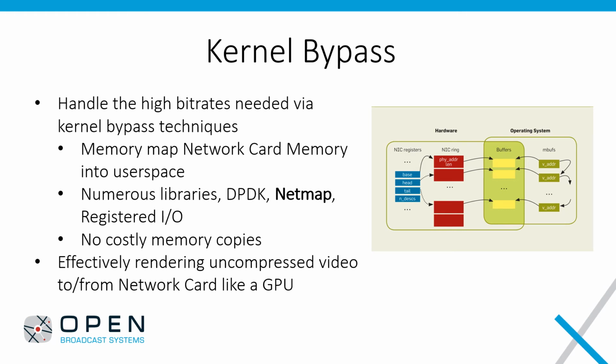Plenty of libraries out there. DPDK is probably the most famous one. There's netmap, which we ended up using. There's registered I/O, and in particular, it avoids costly memory copies. And put simply, what we're doing is effectively rendering uncompressed video to and from the network card. Just like a video player renders video straight to your GPU for display on the screen, we are rendering it to the network card for delivery on the wire.